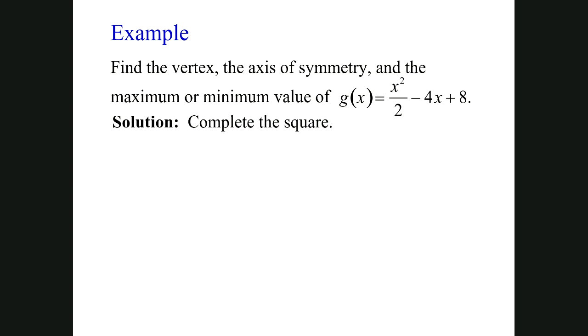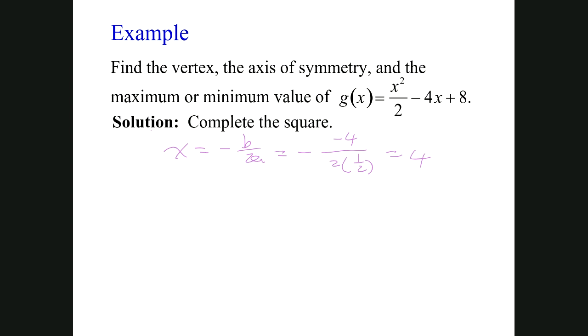So my vertex x here will be -b/2a. How much is my b? My b here is -4. My a here is 1/2. The 1/2 and 2 will cancel out. Negative becomes positive. So look at this one right here, my vertex x is 4. That's really quick and easy.